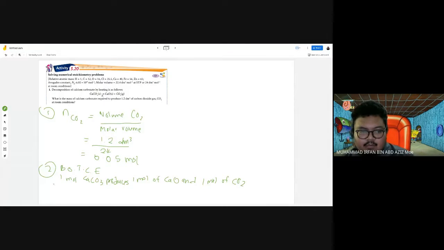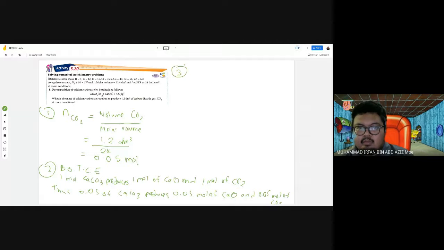Okay, thus, semua dah satu, so 0.05 mole of CaCO3 produce 0.05 mole of CaO and 0.05 mole CO2. Kita tengok semua dia dah sama dah. Okay, dia punya ratio.